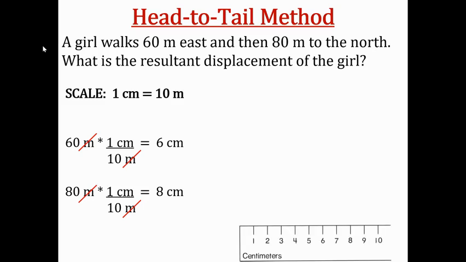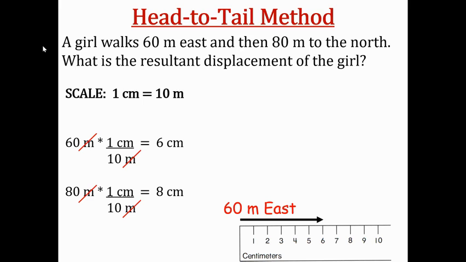Next, I get out my ruler and I measure my first vector pointing to the east to be 6 centimeters long. Make sure that we draw it as an arrow pointing to the east, and it measures to be 6 centimeters in length.